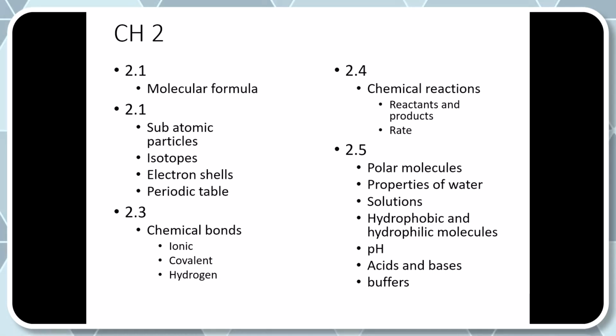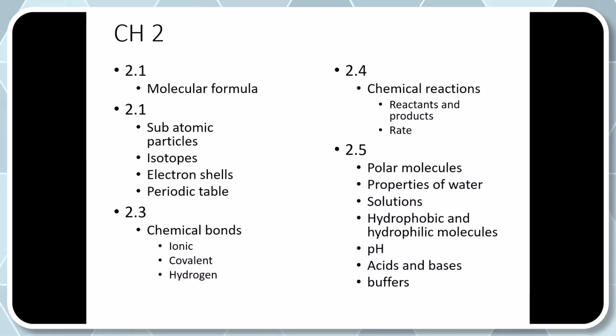What's happening in covalent bonds? Root word co means together, sharing, right? So they're sharing valence shell electrons. And then hydrogen bonds are a weak association between a partially positive hydrogen and another partially negative atom.